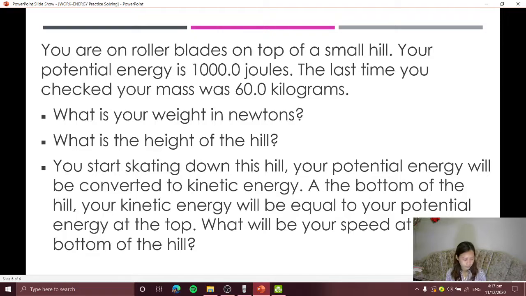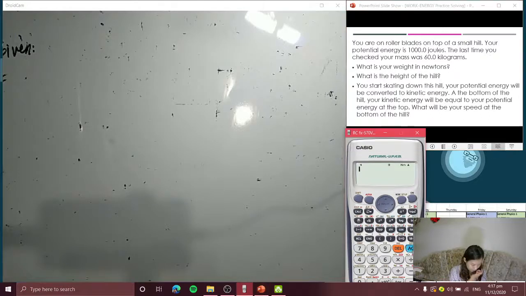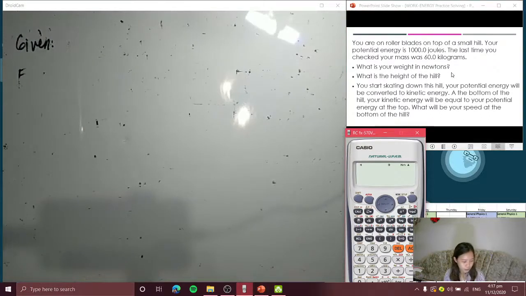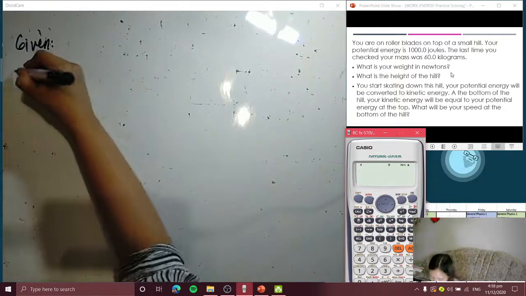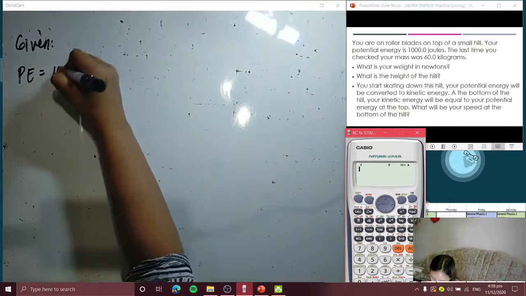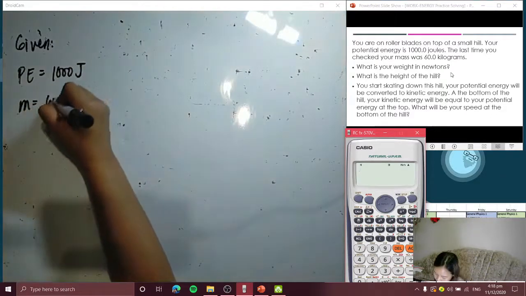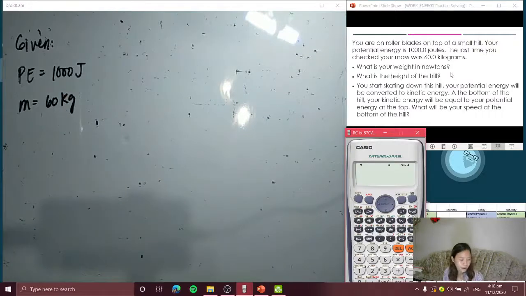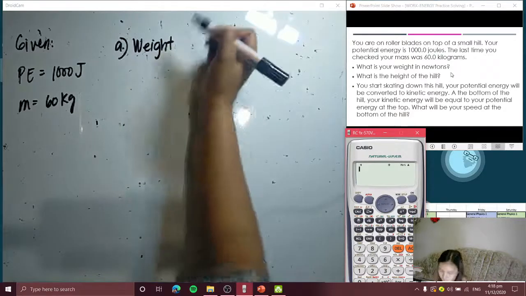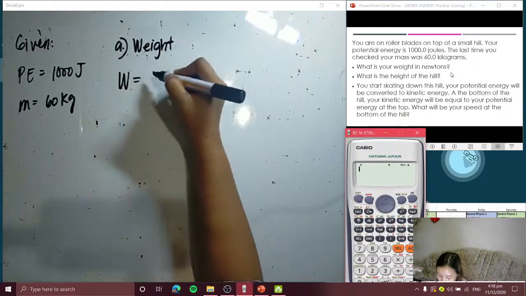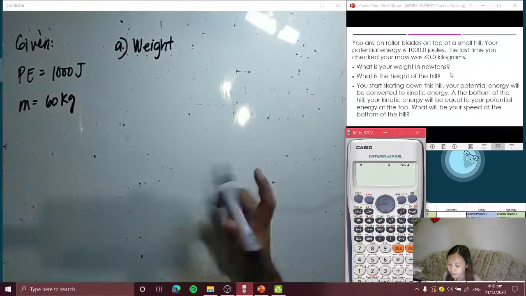So, here. Let us list down the following given in the problem. Okay, so here you are on rollerblades. Now, according to the problem, your potential energy at the top is 1,000 joules. Okay, and your mass is 60 kilograms. Now for letter A, what is your weight in newtons? How do we get the weight? Weight is a force, so Miss will use F sub W.